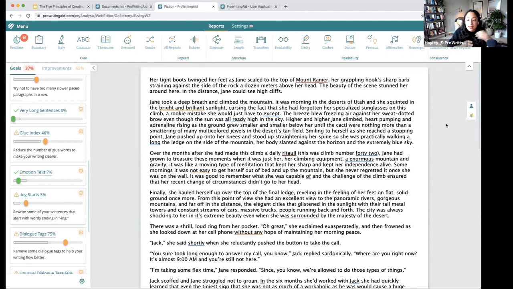So you can use this at any point in your self-editing process. You can use it while you're writing, you can come back to it later. It just is going to depend on what is most effective for you and what your particular writing process is.